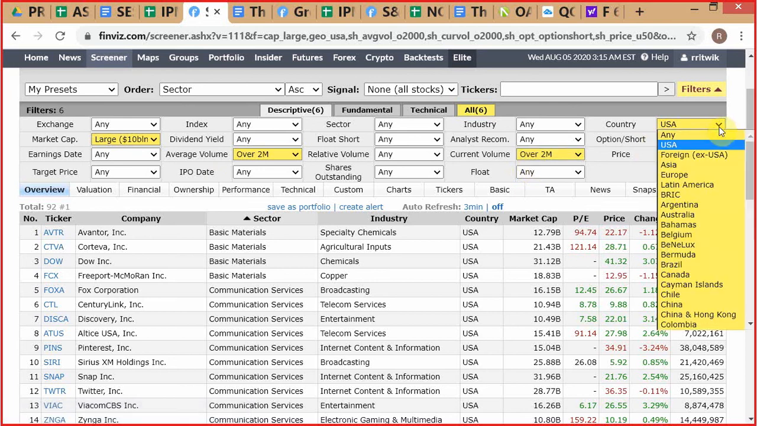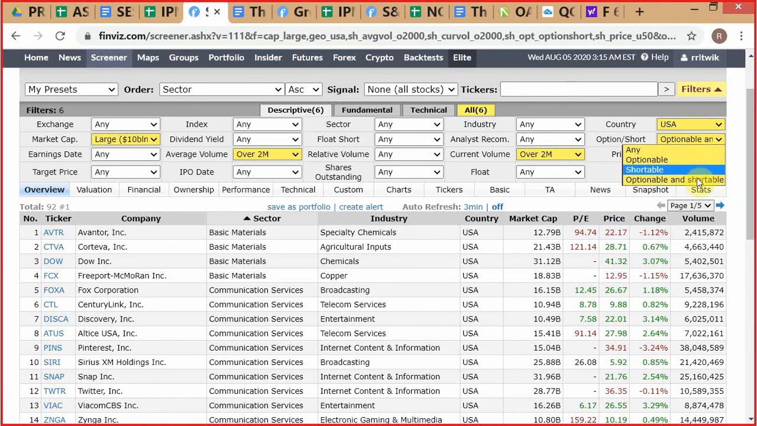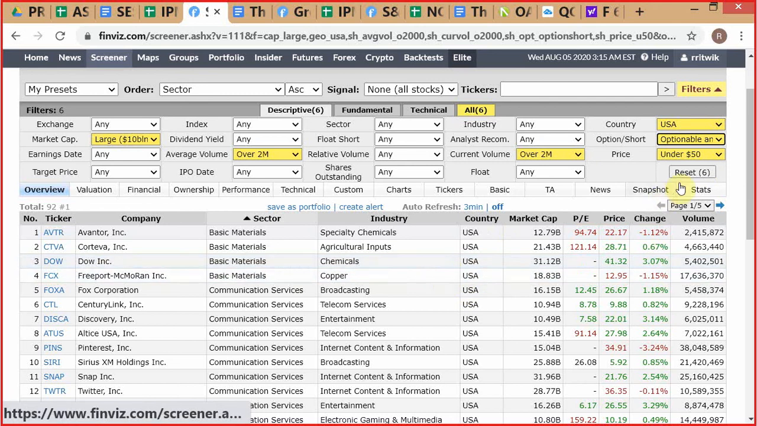Country, I only want USA, okay? Optionable, shortable, we'll discuss later on. These generally all tend to be liquid stocks. Price under $50 because you have only $1 million. Each stock is $100. 100 stocks minimum lot size, okay? So if you buy any stock, you will have to pay 100 times that price, okay?